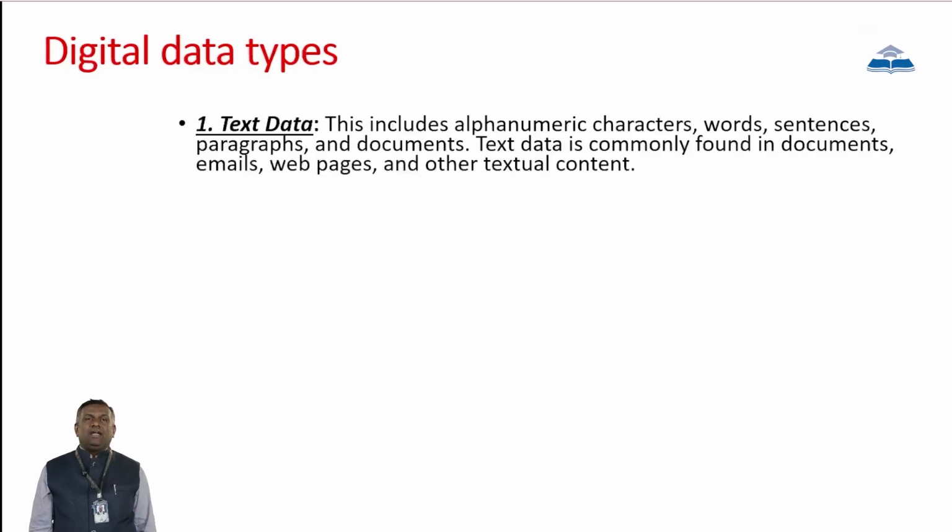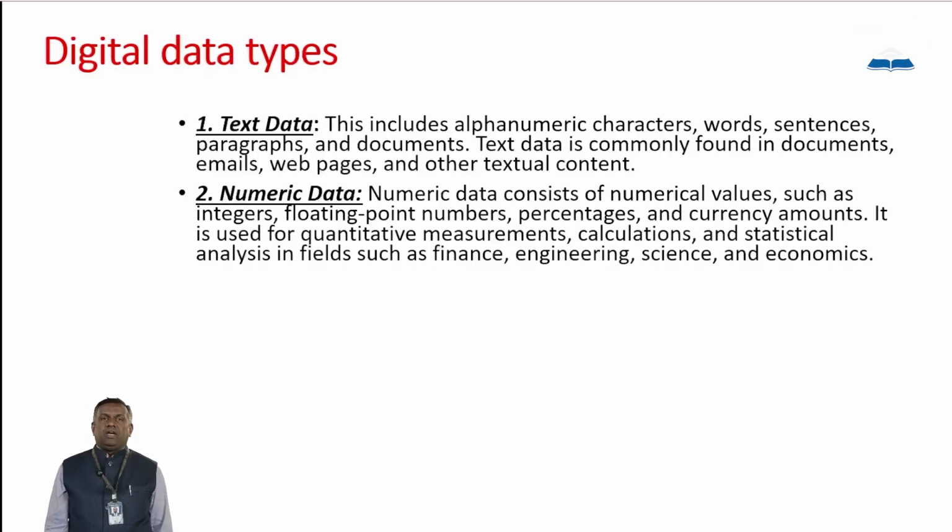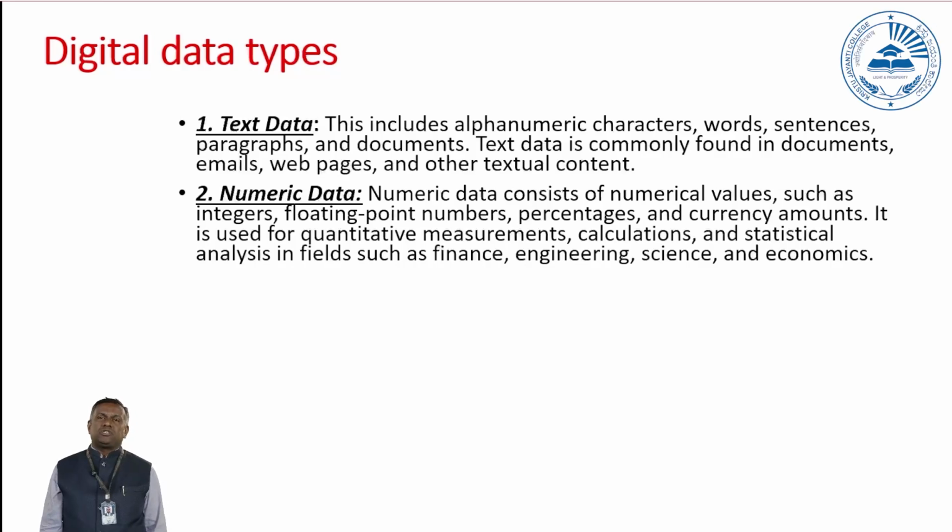The second data type is numerical data, the data which is expressed in the form of numbers, which could be an integer, floating point, percentage, currency amounts, or maybe the date format. It is basically used for quantitative measurement such as calculations and statistical analysis in the fields of finance, engineering, science, and economics.